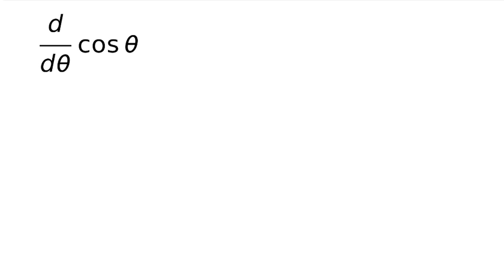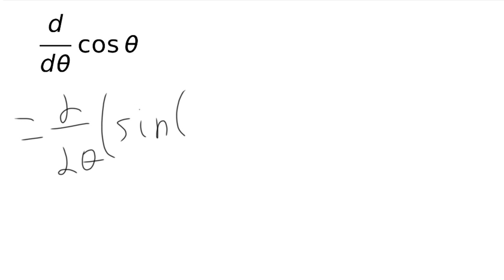So what is cosine of theta? What is cosine? Cosine of an angle means sine of its complementary angle. So we can write this as the derivative of the sine of the angle complementary with theta.